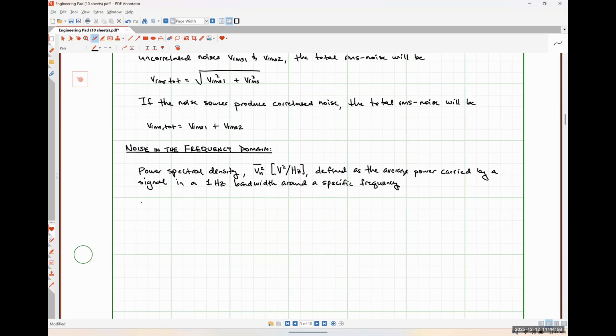And we're also going to have what we call just our regular spectral density, which is going to be Vn with a bar over it, measured in volts per square root of hertz. It is simply literally the square root of the power spectral density.